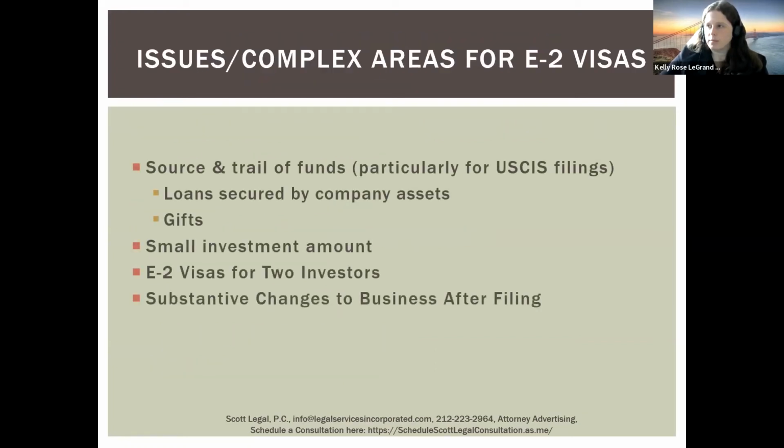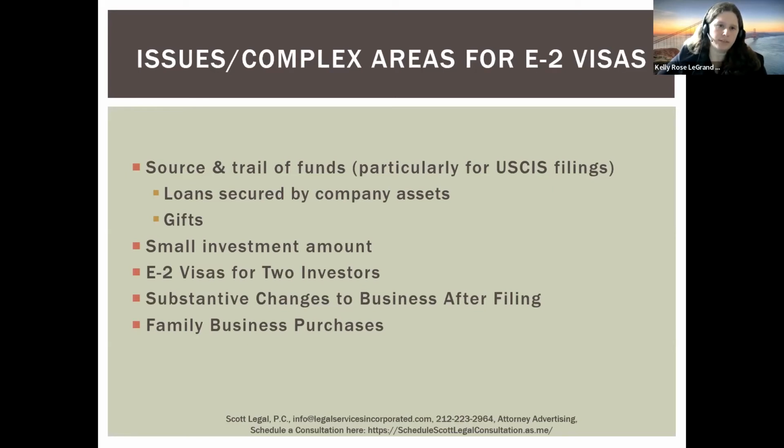Okay, so let's just talk briefly about some complex areas for E-2s. Source and trail of funds for USCIS filings. I touched on this briefly in the previous slide, it's going to be a dollar for dollar accounting if you're going with USCIS. For most consulates, it's going to be much more of a holistic high level view. If it's savings from employment, they just want to see your tax returns and proof of your savings account where you're transferring the money.